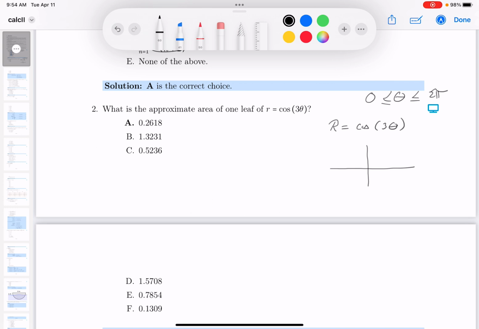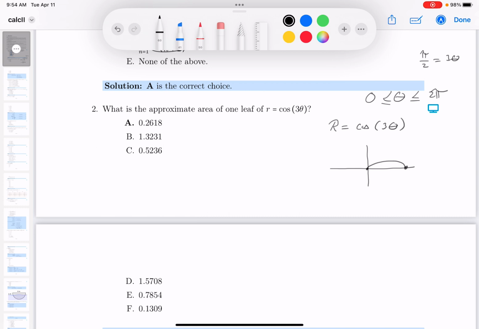So if I start at 0, the cosine of 0 is 1. So I'm over here. Again, the angle is 0, but the radius is 1. I got this. And then it's going to sweep through positive numbers, but as soon as I hit pi over 2, it's going to be 0. So when does 3 theta equal pi over 2? That's pi over 6. So I'm going to say this thing does something like this over here, and it's going to hit that at pi over 6.